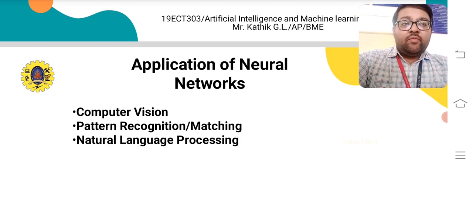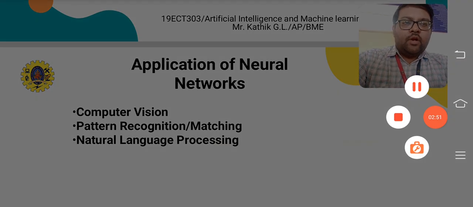Then natural language processing. We can see its prominence nowadays in many applications like Google Translation. In natural language processing, the system learns the language by itself and produces the result. So these are some of the applications of neural networks.